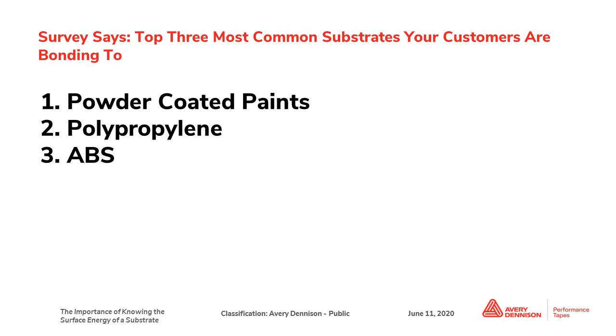And then the first one there, which I'm surprised was number one, was powder-coated paints. Powder-coated paints are used on metals. And the thing about powder-coated paints to know is that they actually can vary in surface energies. You can have a high surface energy powder-coated paint. But primarily, the ones we come across are going to be low surface energy, and they can be a little challenging to bond to. They even have a little bit of texture in them, so that can be a challenge to bond to.